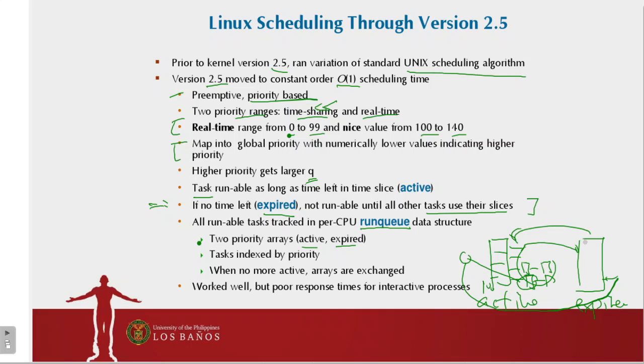So why O(1)? Because it simply selects the next available process that is present on the active queue. It also uses a bitmap to easily determine which queue has available processes to run.